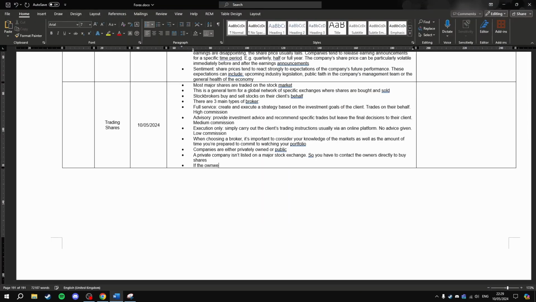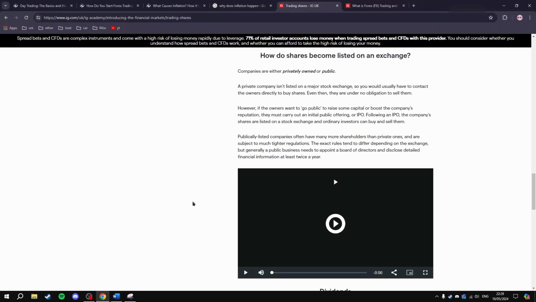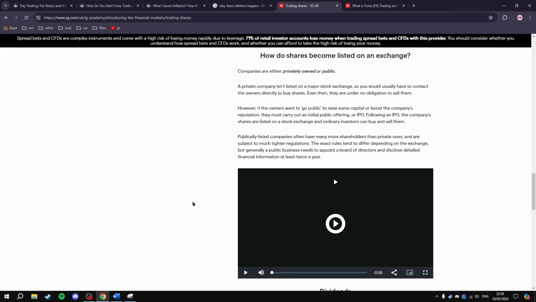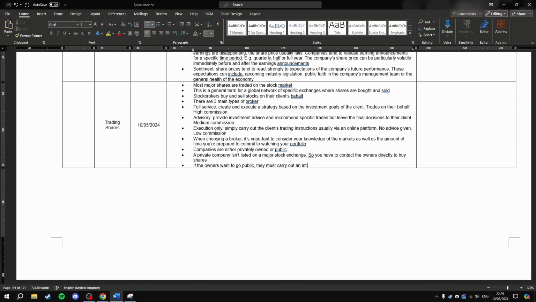If the owners want to go public, they must carry out an initial public offering.